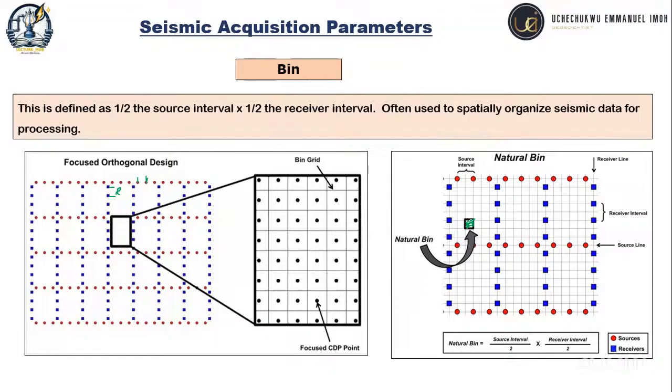So within your acquisition area, the bin is calculated using the size of the receiver spacing and the shot spacing. Sometimes you can also even rebin it and make the natural bin sizes smaller. So the idea is that within the bin, the dots here in the center of the bin represent the common midpoint. Okay, it represents the common midpoint within your acquisition area.